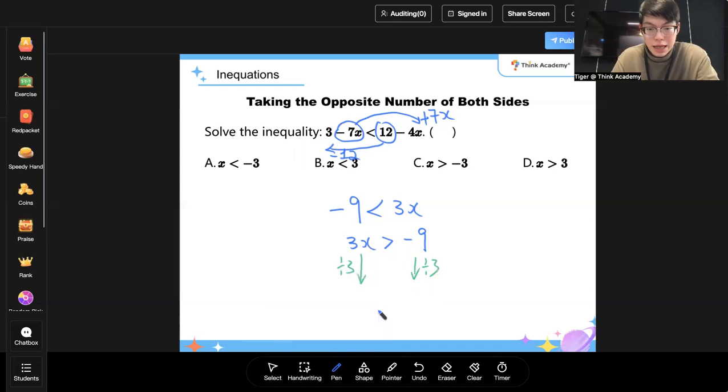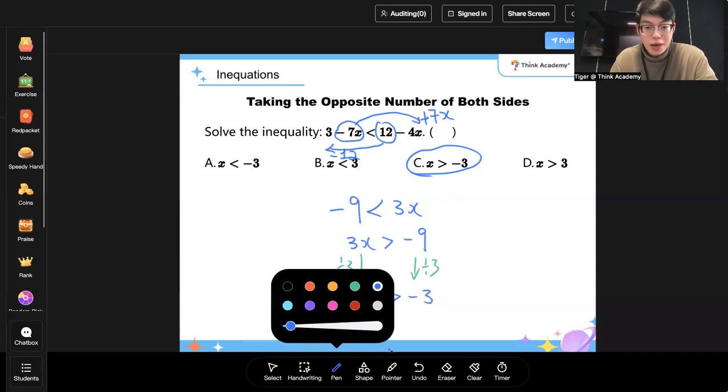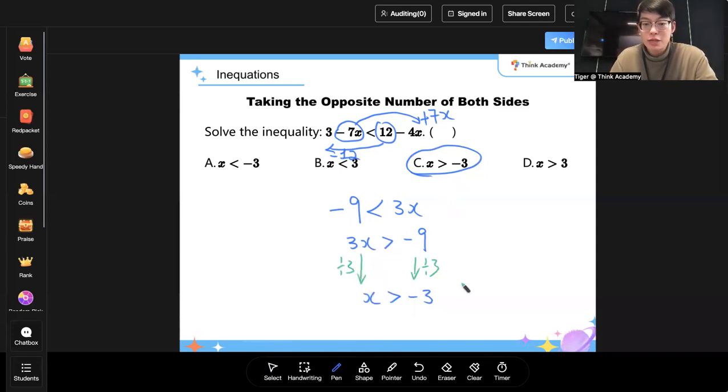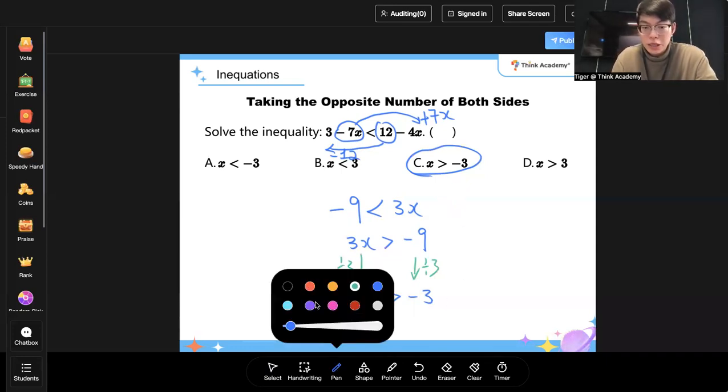And we can see that x is greater than minus 3. No problem at all, right? X is greater than minus 3. However, I'm just going to show you another scenario of how this might turn out.